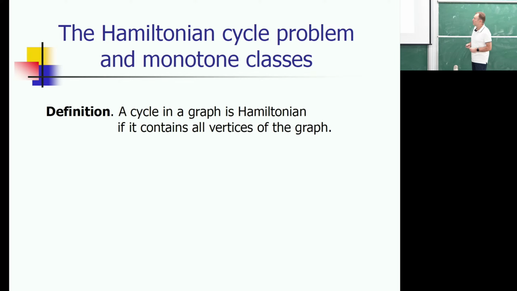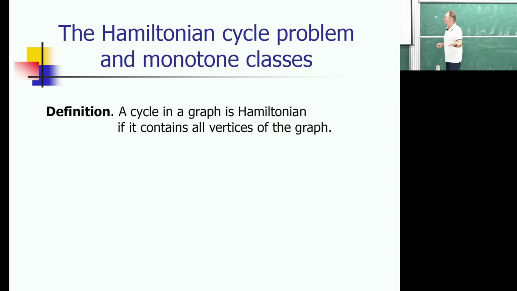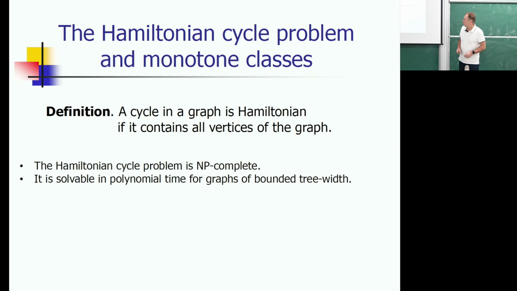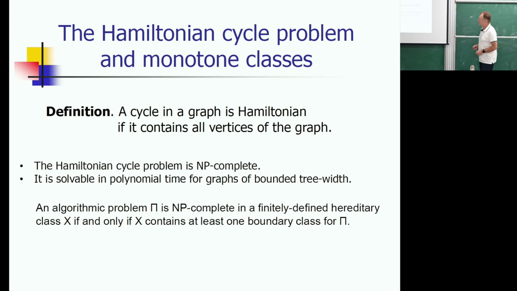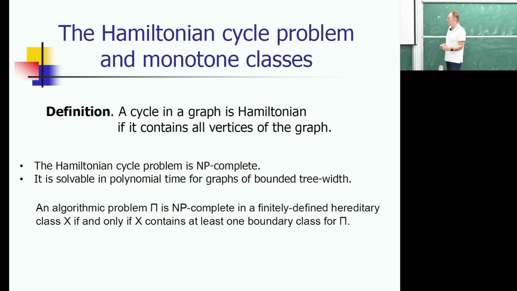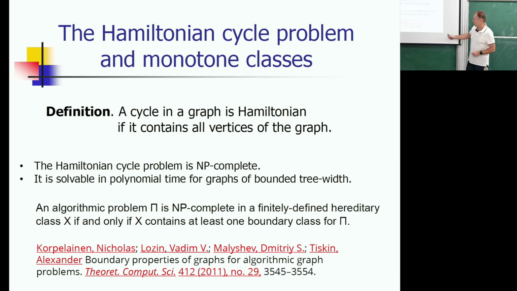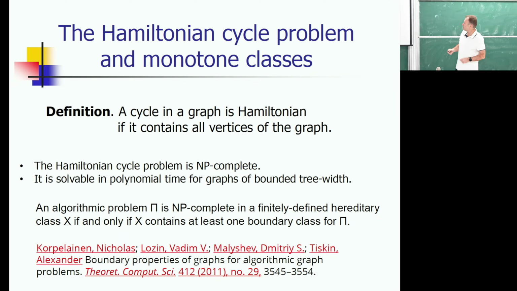The Hamiltonian cycle problem. A cycle is Hamiltonian if it contains all vertices of the graph. The problem is NP-complete in general and is solvable in polynomial time for graphs of bounded tree width. And in terms of boundary classes, we can say that any algorithmic problem, including this one, is NP-complete in a finitely defined class if and only if this class contains at least one boundary class for our problem. And the first boundary class for this problem was identified in a paper published in 2011.